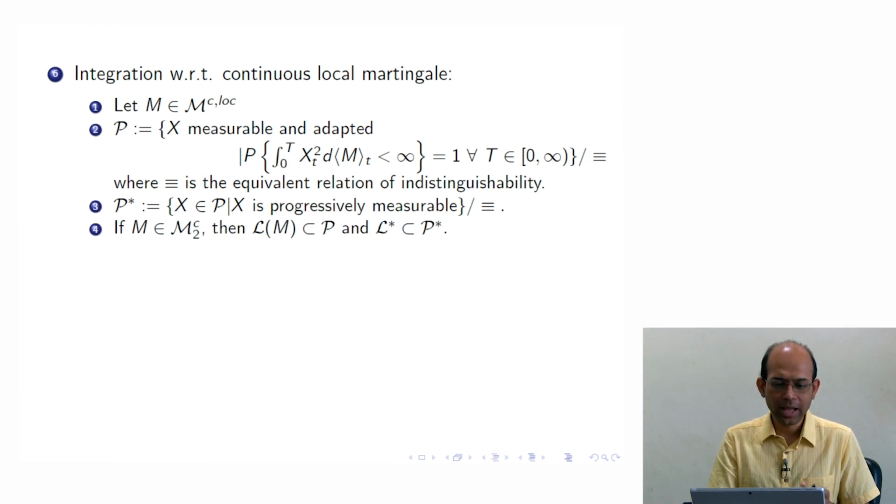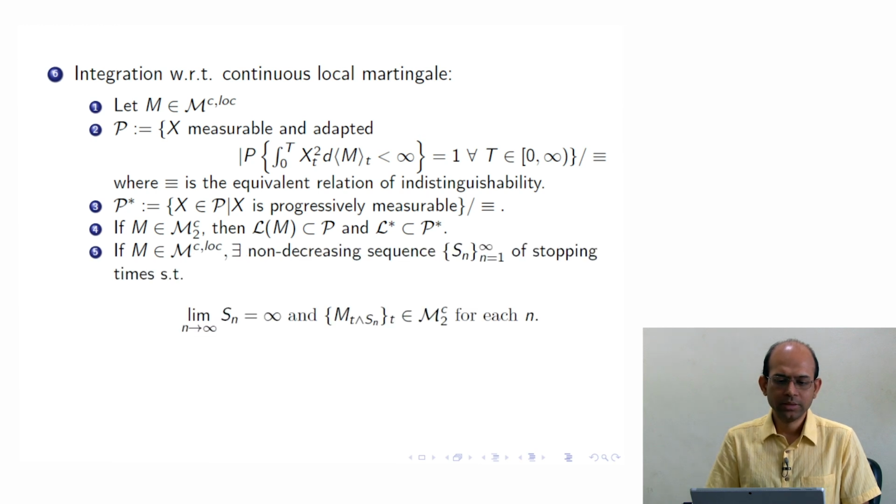If M is a continuous square integrable martingale, then we have L M, as I described earlier. Here the expectation of this thing was finite, so that implies that this is also finite. Therefore L M is a subset of P and L star is a subset of P star. So this is a generalization, we understand.